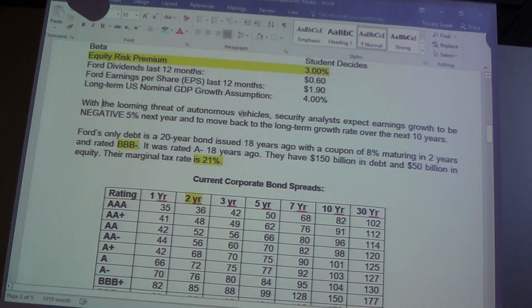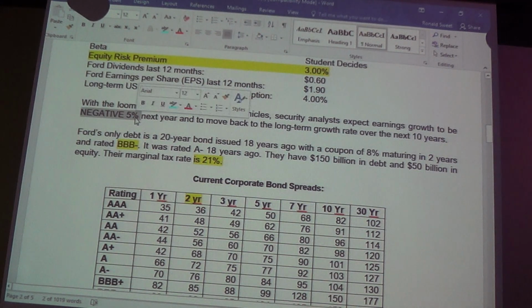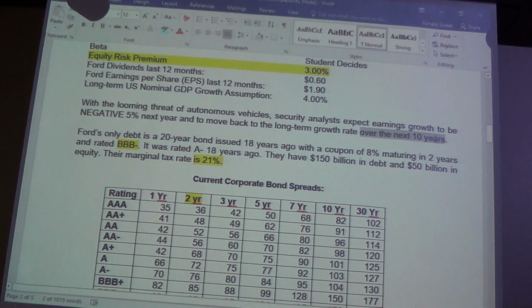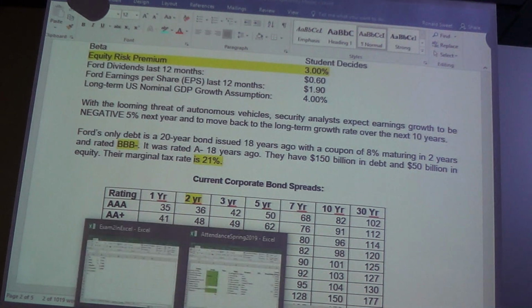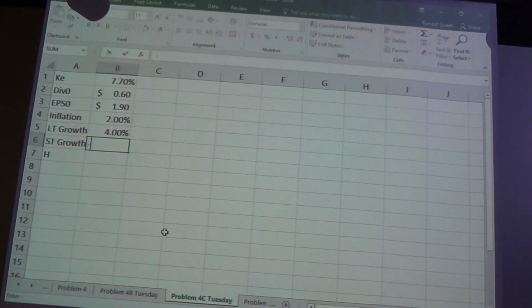With the looming threat of autonomous vehicles, they think the growth will be negative 5%. Moving back to long-term growth over 10 years, all right? So your short-term growth is negative 5. It can be a negative number. And then what is your H in this case? It's 10, whatever this number is, divided by 2. Your H is the half-life of that period of time. So negative 5%, 5.